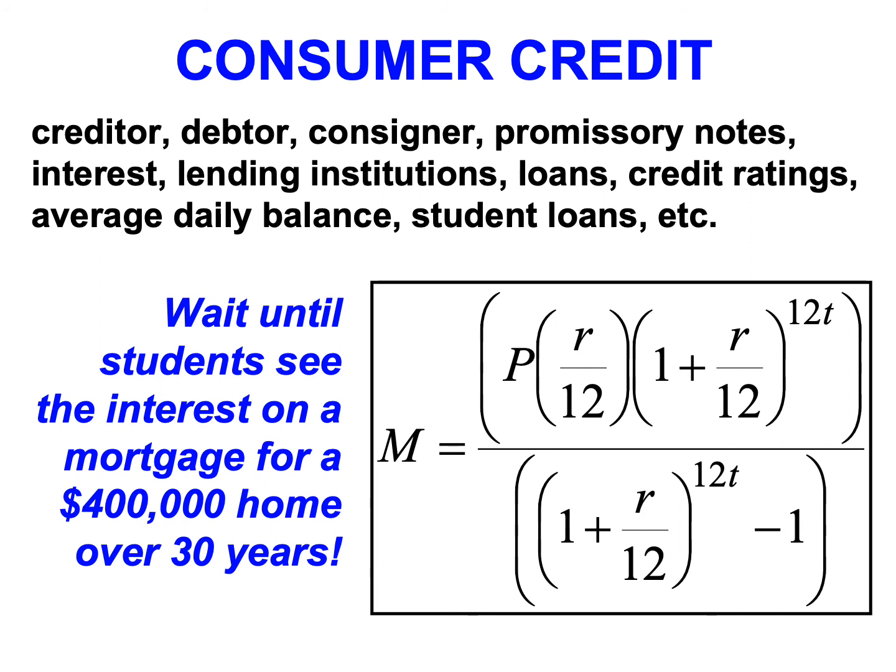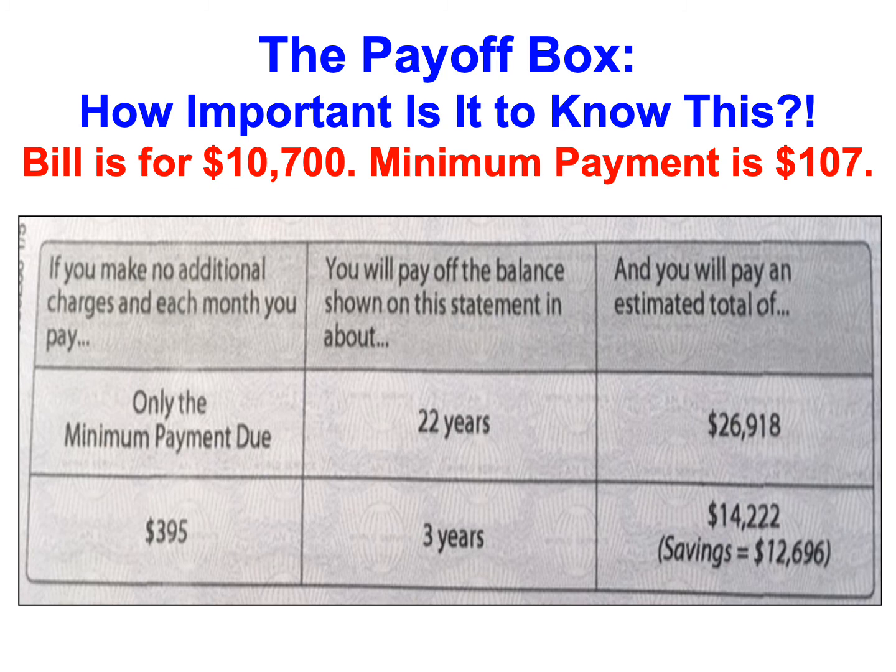Studying consumer credit involves lots of vocabulary words. It also involves a funky formula where even with a calculator, you have to be very careful with parentheses when substituting in this formula. It is really important for students and young adults to learn about the payoff box on the monthly credit card statement, because if they only pay the minimum payment, it is extremely more expensive in interest payments to pay off the bill, even if no new purchases are made. And you can look at this and see the difference, 22 years against 3 years.